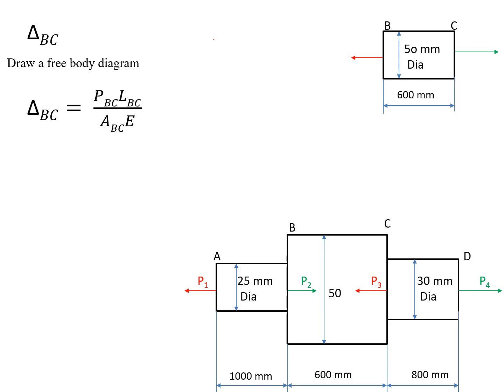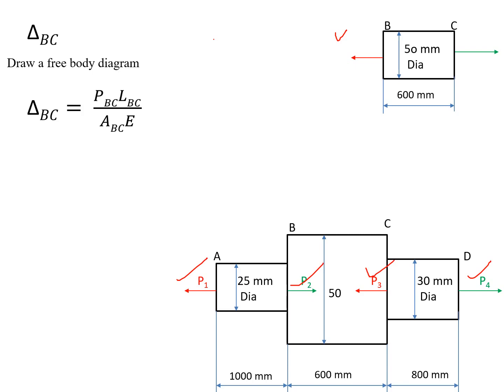Here we have to observe the left hand side. P1 is a tensile force, and P2 is a compressive force acting, so P1 minus P2. Similarly, on the right hand side we observe P3, which is compressive, and P4, which is tensile.